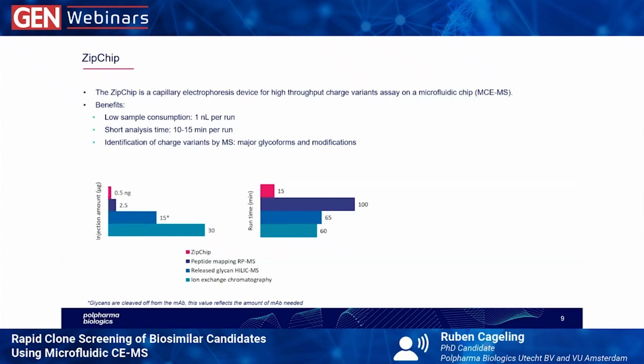And of course, because it does not use a lot of sample, this is also something that we really need in these early stages, because there's not a lot of sample that we get from the cell line development department. An additional benefit is that, because it's coupled to the mass spectrometer, we can identify the charge variants, and we use this to determine the major glycoforms and modifications.